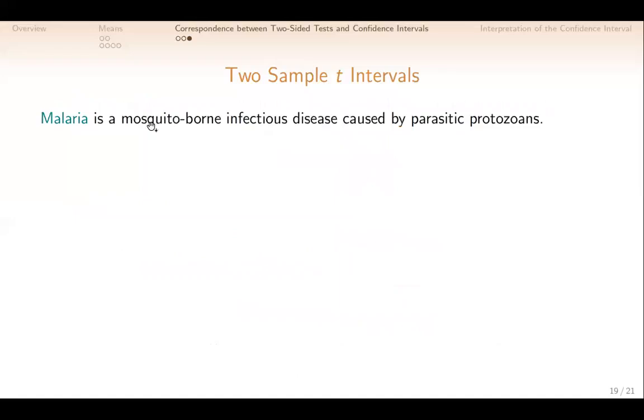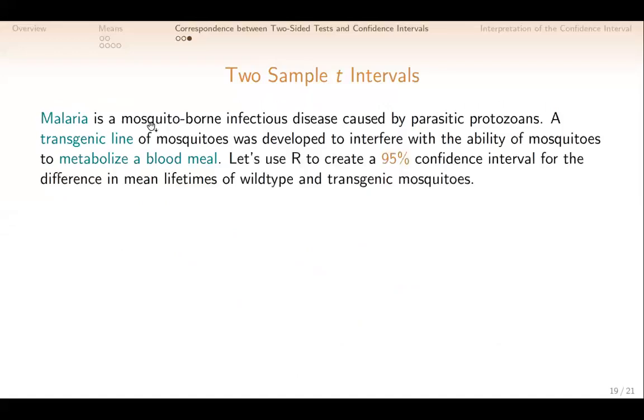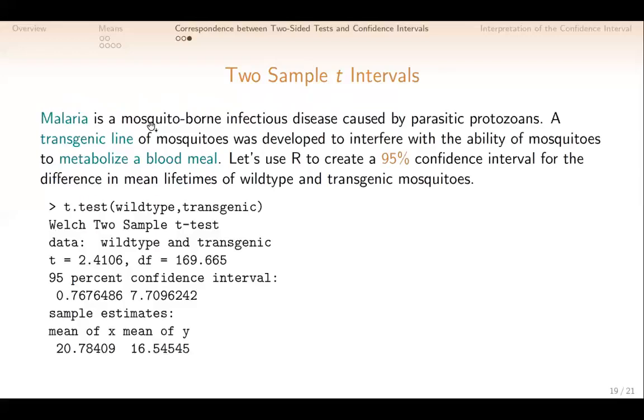So if I go back to my malaria data, we have this transgenic line of mosquitoes that was developed to interfere with the ability of mosquitoes to metabolize a blood meal. And we used R to create a 95% confidence interval for the difference in mean lifetimes between the transgenic and wild-type mosquitoes. So all I have to do in that case is write t-test wild-type transgenic. It automatically assumes the mean difference is zero, and it automatically assumes that what I want is a 95% confidence interval.